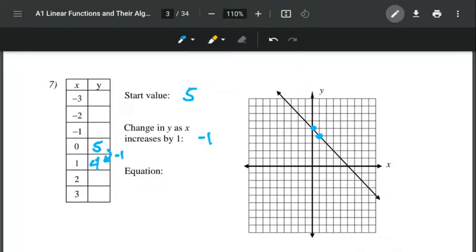I can make my equation now. Might as well do that. y equals negative 1x plus 5. And now I can fill my table in. I can use my graph, my points, but I know since this is going down 1, I'm just going to use that pattern. And if I go backwards, it's going up. And there's my graph.